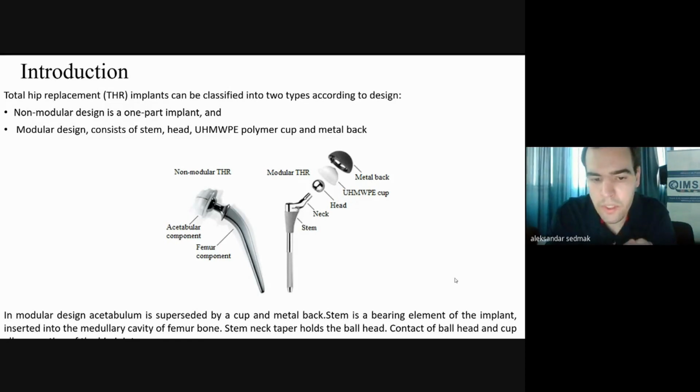So then, as we see here on this slide, total hip replacements, when you replace a complete joint, can be of non-modular design, which is the case in the picture to the left, when the whole joint is in one part. And then you have a modular design consisting of a few components: the stem on which you have a neck, then above it the head, and as I mentioned, a polymer cup and metal back.